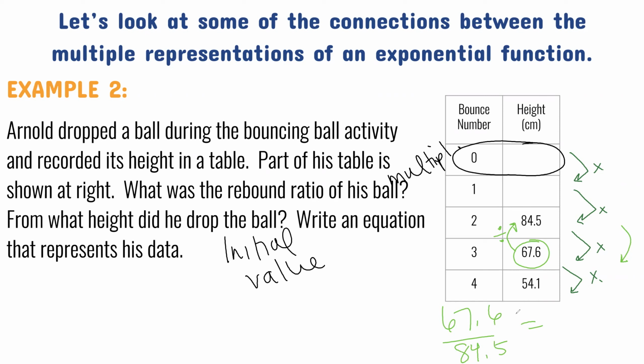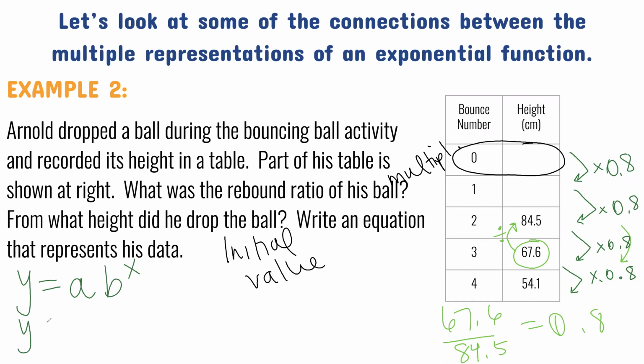And you should try the same. And I get 0.8. So the multiplier is 0.8. Okay. Every single term in this situation is being multiplied by 0.8 to get the next term. And so we now know what the initial value is. And again, our equation is y is equal to ab to the x, where a is the initial value and b is the multiplier. So we now know the multiplier is 0.8. So we can plug that in. But we still need to figure out what a is.